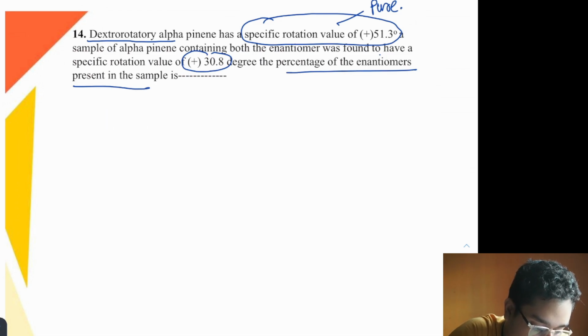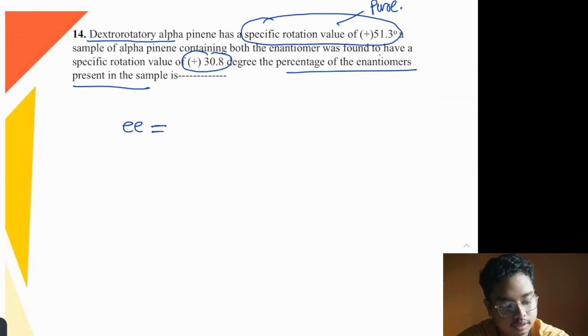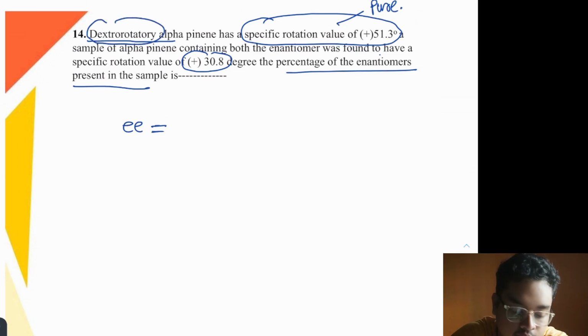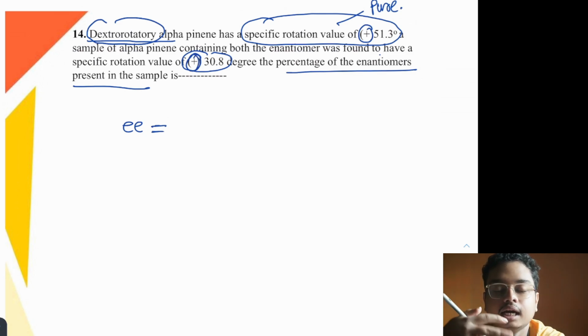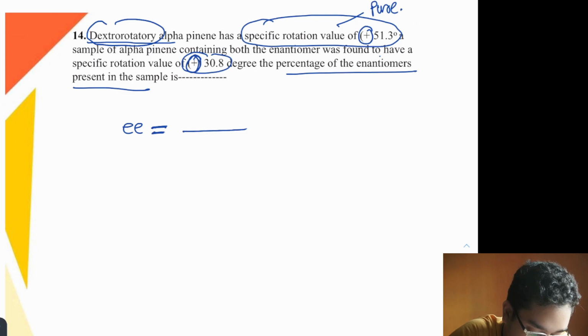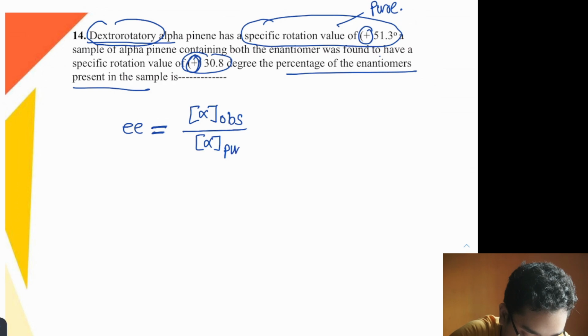So first we determine the enantiomeric excess. Now, simple here, I just want to tell you one thing: since it is given that the dextrorotatory compound has the pure value, this is the plus, and after racemic mixture formation this value is still plus. That means the dextrorotatory enantiomer will be the major one in this particular mixture. So we simply determine the EE. EE is nothing but alpha observed by alpha pure.